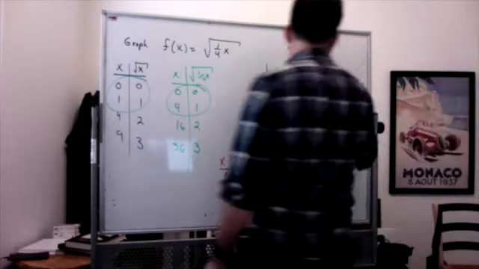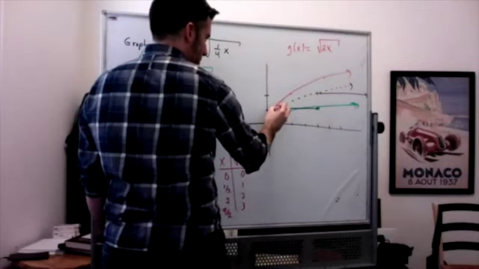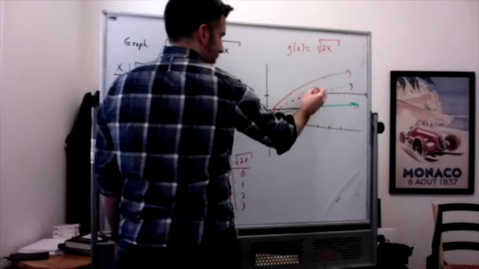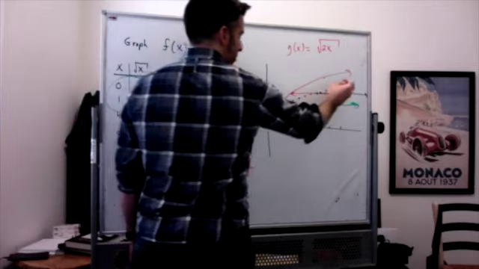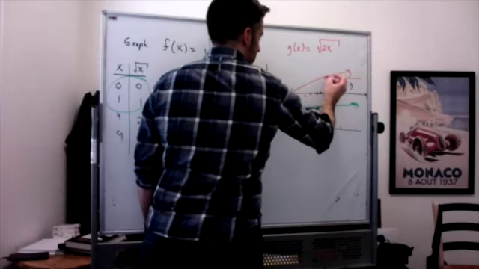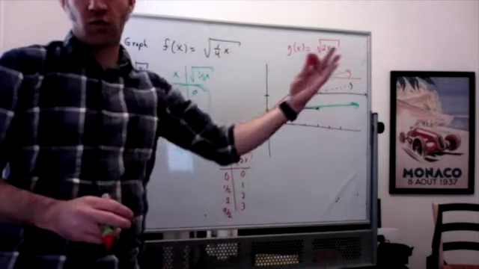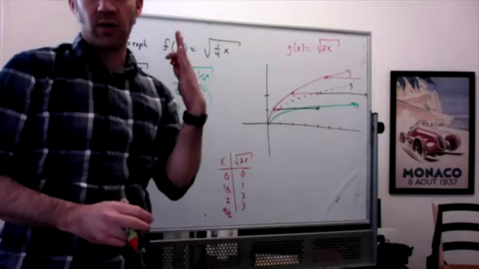So we're taking our parent graph here and we're compressing horizontally backwards. We're scrunching this graph towards the y-axis.